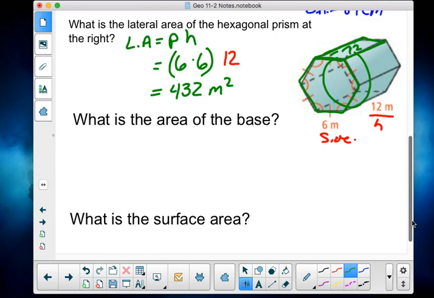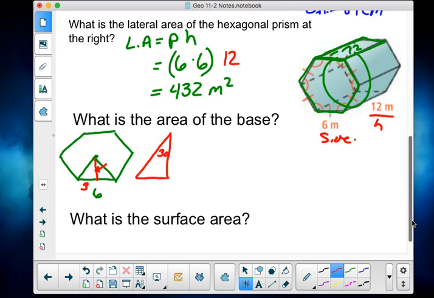There's a couple ways I can do this, but we've been working with that 30, 60, 90 triangle. So I have a hexagon. It has a side of 6, so if I cut it in half with an apothem, that's 3. And now this apothem, according to my 30, 60, 90 triangle, remember that's x, this is x the square root of 3, so that's 3 the square root of 3. That's my apothem.